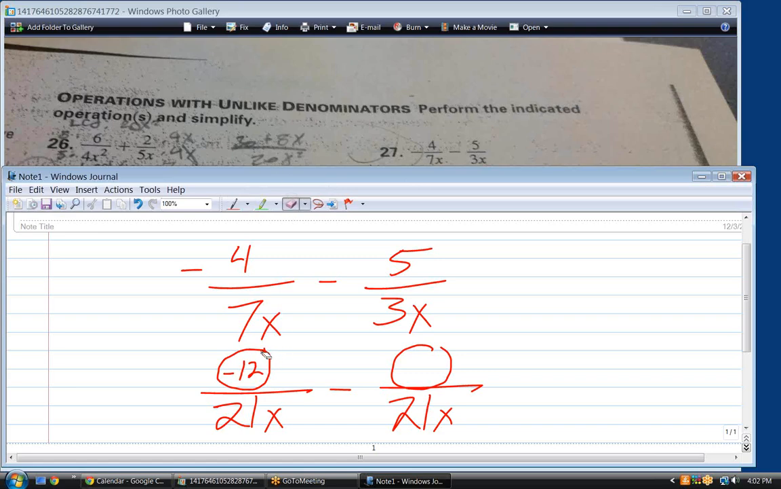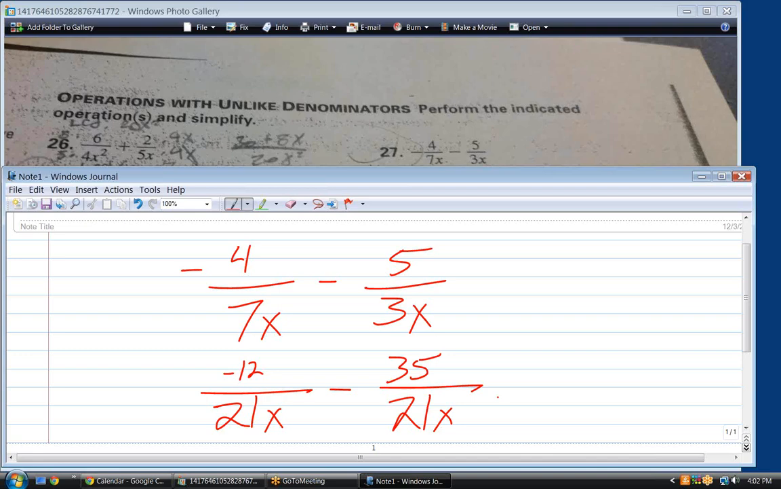And the key thing, every time you do one of these steps, make sure that what you end up with is what you started with. In other words, minus 4 over 7x is exactly the same as minus 12 over 21x. How about over here? It would be minus 35.